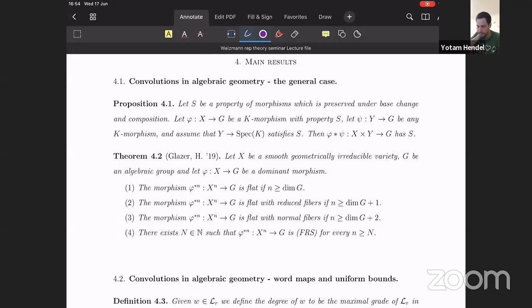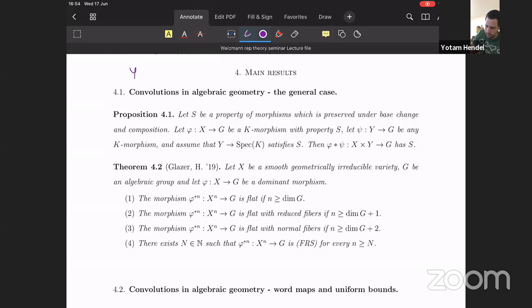And if I recap what we talked about till now, I have very good motivation to take some morphism going from X to G, raise it to some convolution power k, and ask whether this is flat or FRS. One can ask more things, but these are the two main properties we are interested in. And getting some k will solve some probabilistic problem.